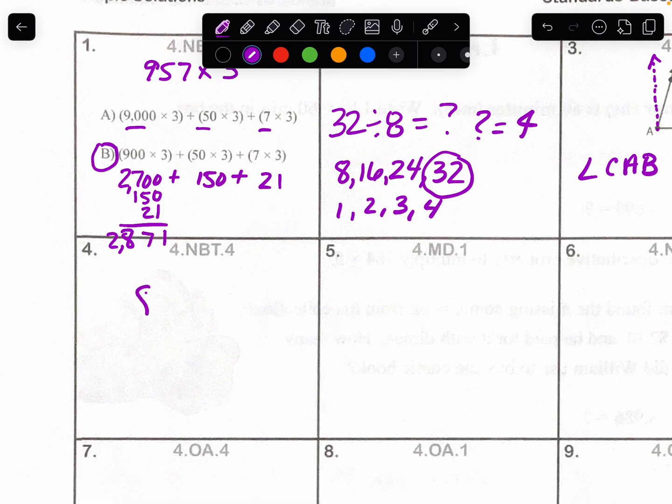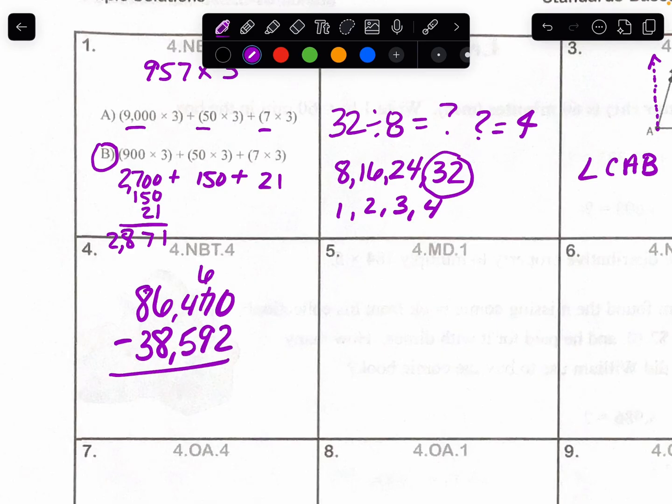All right, number 4, we are looking for the difference. So we start in the ones place. You can't do that. We have to go regroup and get 10 ones. 10 minus 2 is 8. 6 minus 9 you cannot do. You must go regroup from the hundredths place. 16 minus 9 is 7. 7 minus 5 you cannot do. Go regroup, make this 13. 13 minus 5 is 8.